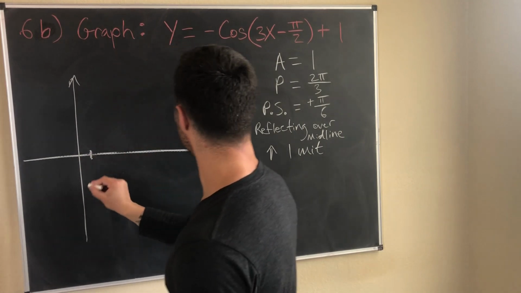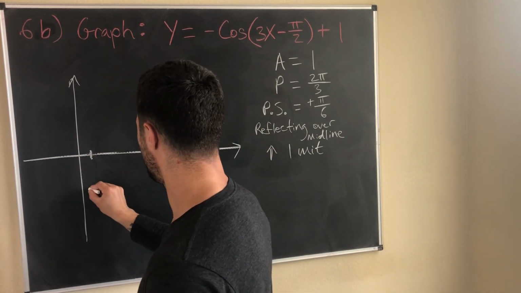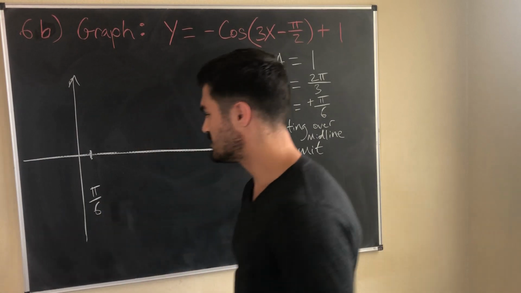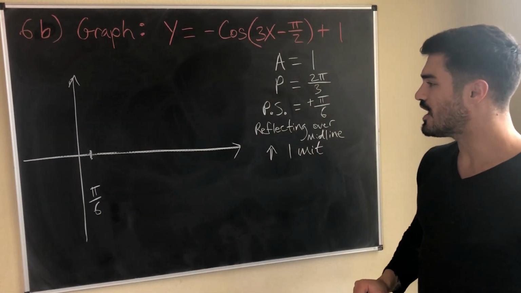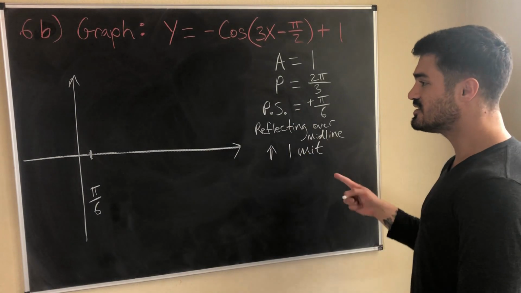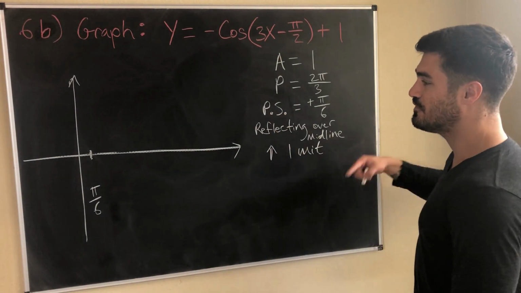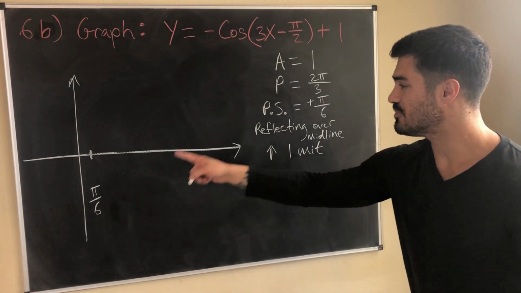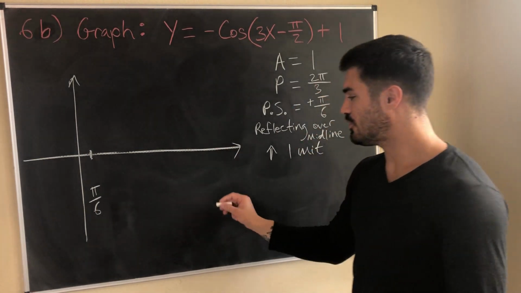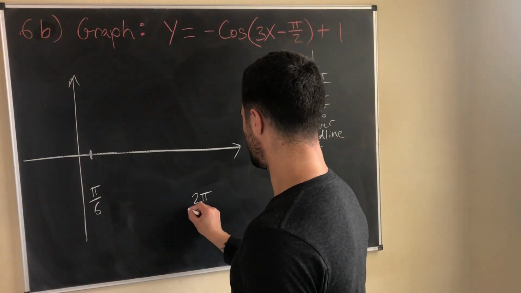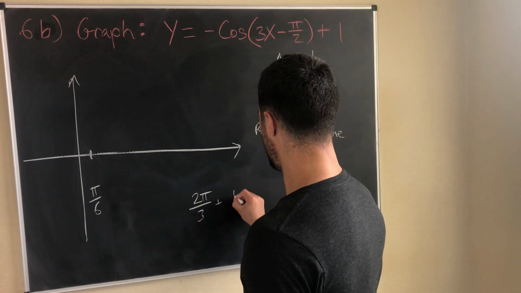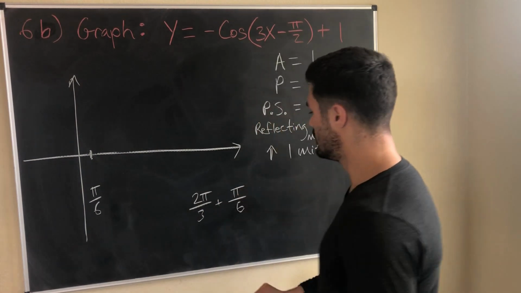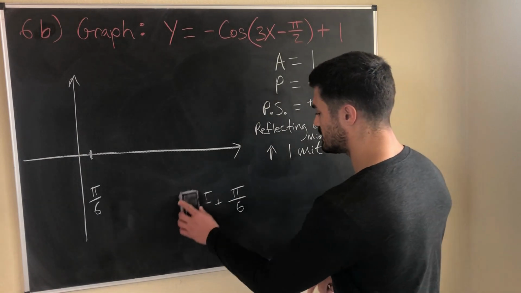I don't know where this pi over 6 is going to end up. I'm going to write it way down here. Hopefully I don't have to erase everything this time. So pi over 6, and we're going a distance, right? How long is it going to take to do a full cycle? Well, that's our period. So we're going all the way up until 2 pi over 3 plus pi over 6. I'll write this out this time. Pi over 6. 2 pi over 3 is 4 pi over 6.